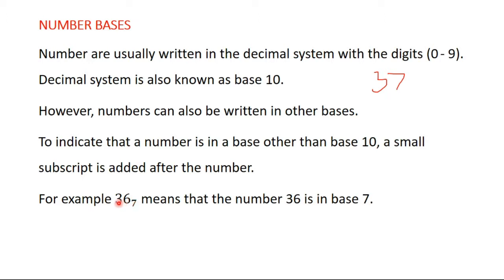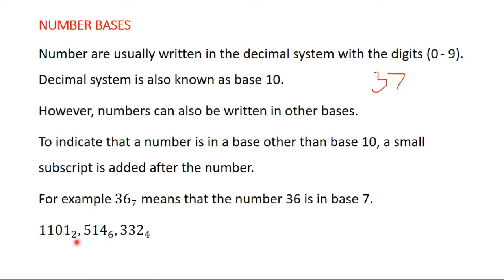So here the number that we have is 36, then we have it in base 7. So you write 36, then you write 7 as a subscript after 6. So the number 36 with the subscript 7 means that the number 36 is in base 7. Now you can see from here that when we wrote 37, we did not write any base. Actually 37 is in base 10. But if you have a number in base 10, we don't indicate the subscript as 10. You can write it there, but whenever you see a number with no subscript, it means that number is in base 10.